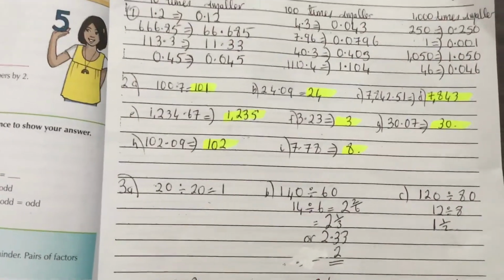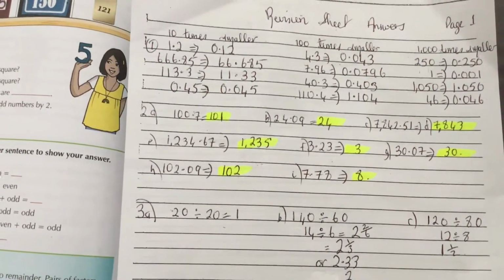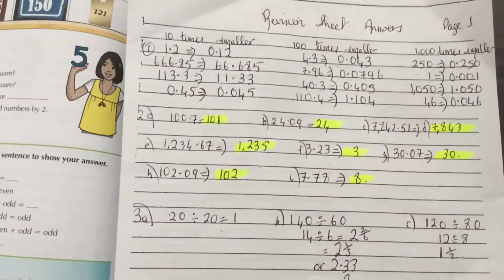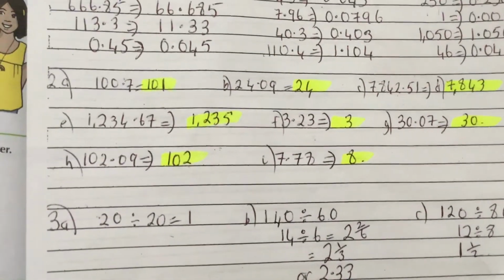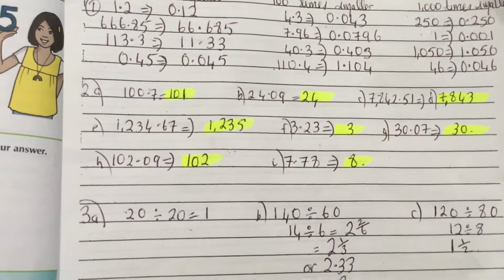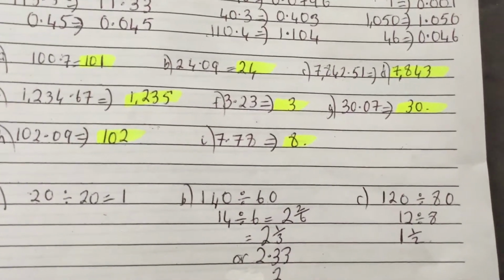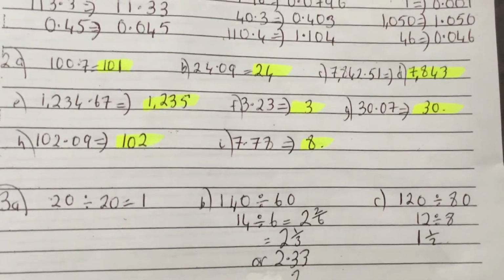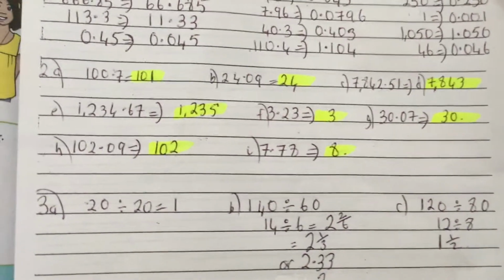So that's easy. 100.7 to the nearest whole number is 101, because 0.7, 5 and above goes up. So the nearest whole number to 0.7 is 1. So 101. 24.09. It's 09, so it's only 9 over 100. So that's only 9 hundredths. So it's 24. 7,842.51. 0.51 is 5 and above, so it becomes a whole number 1. So it's 7,843.